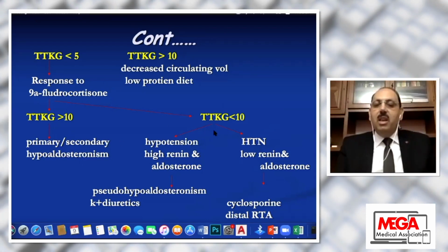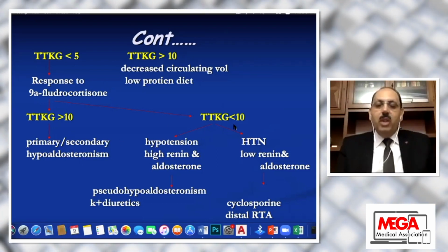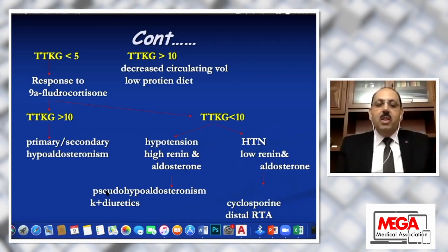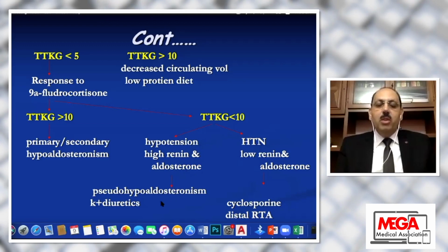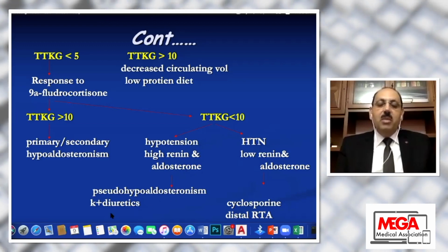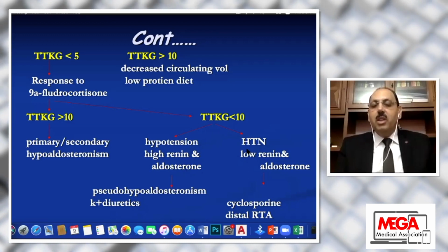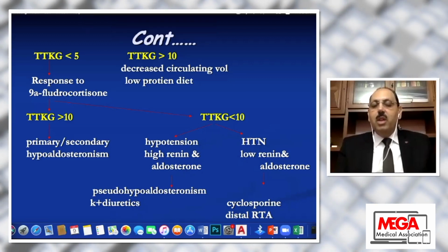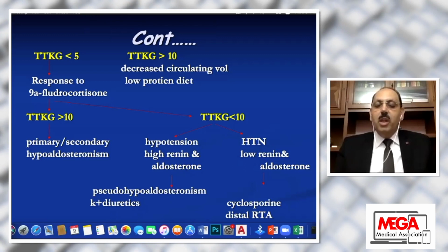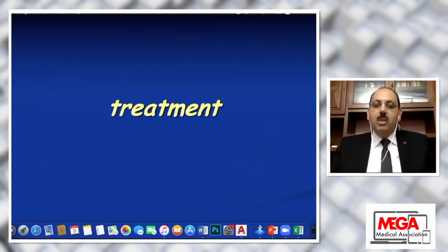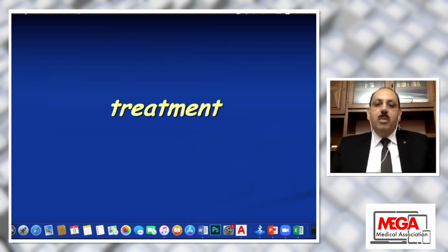If the TTKG is below 10 and associated with hypotension and high renin, so the cause is pseudo-hypoaldosteronism and potassium sparing diuretic. If associated with hypertension and low renin aldosterone, so the cause will be cyclosporin and distal renal tubular acidosis. The treatment of hyperkalemia.